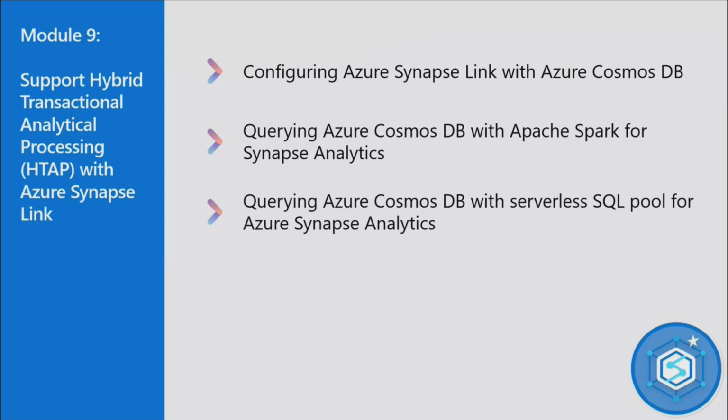And then Module 9, this is where we're talking about hybrid transactional analytic processing, or HTAP, and this is with Synapse Link, which is really cool. So we're going to configure Azure Synapse Link with Cosmos DB. You're going to run a script prior to this. That's going to take some time. This is a coffee break moment here. So it will take some time.